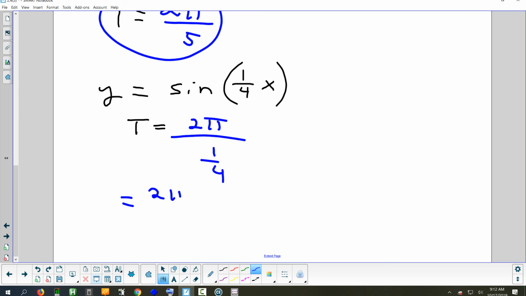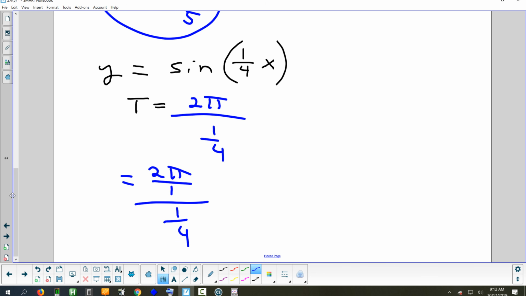So if you want to think of it this way, it might be simpler. Maybe not. So you're dividing a fraction by a fraction. You've got 2 pi in the top. You've got a quarter in the bottom. How do I divide by a fraction? What do I have to do? Flip it and multiply. Yep. So the top stays exactly the same. Take what's in the bottom, we're going to flip it. So we get 4 over 1. And we multiply. So what's going to be the period length of this graph? 8 pi.